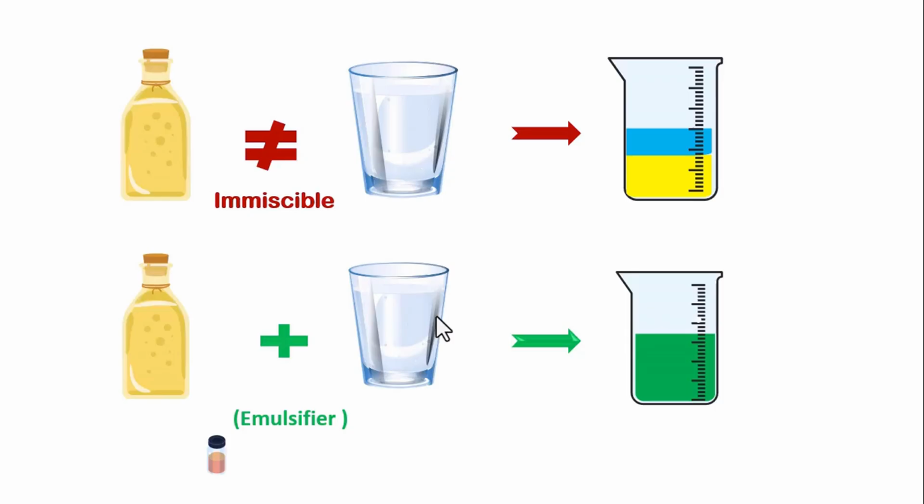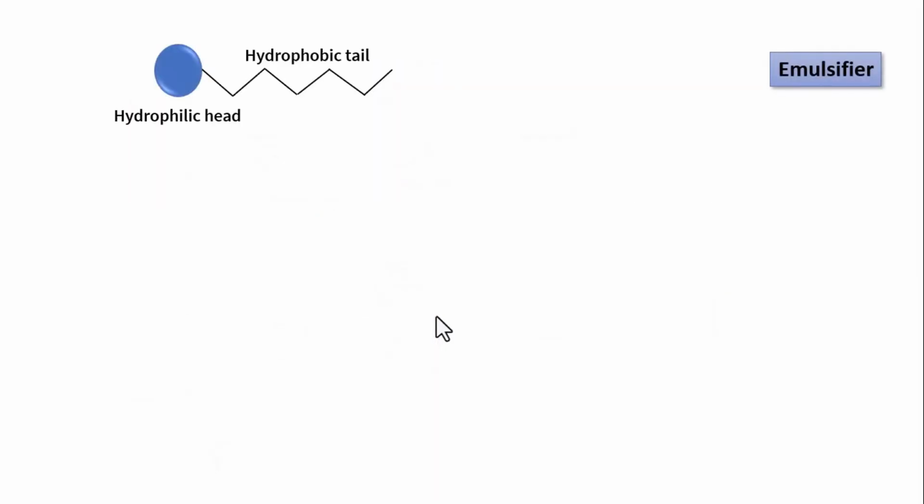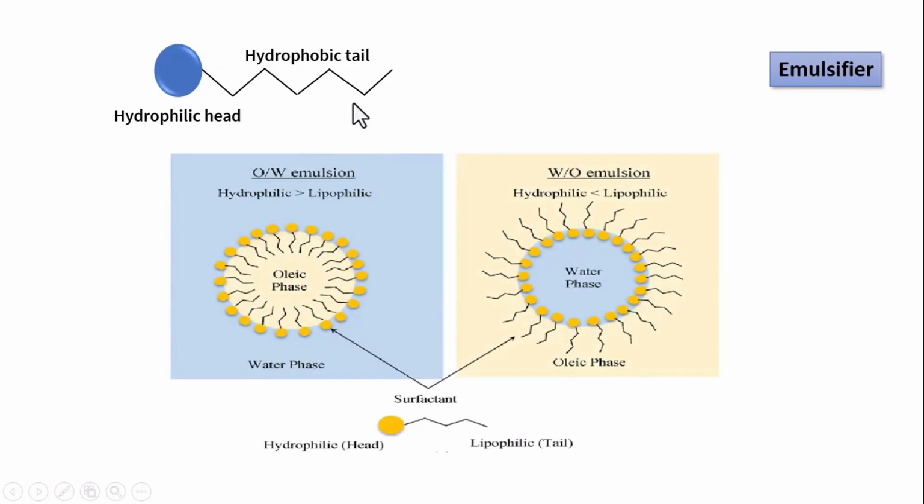Now, let's see why an emulsifier does this. An emulsifier has a hydrophilic or water-loving head and a hydrophobic or fat-loving tail. These substances work in such a way that, if we imagine this as a water phase and these as oil molecules, or vice versa, the water-loving heads of the emulsifier face the water phase, while the fat-loving tails point toward the oil molecules. Through this mechanism, the emulsifier enables the water phase and the oil phase to mix uniformly with each other.